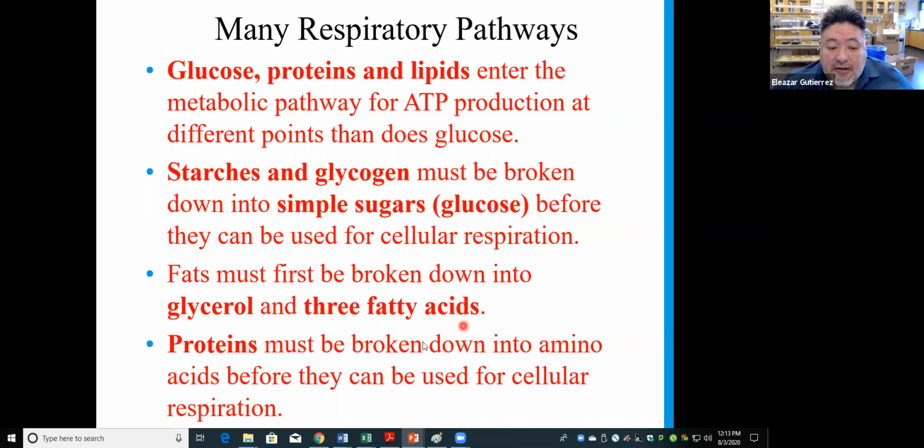the Krebs cycle. And then proteins must be broken down into individual amino acids before they can be used for cellular respiration. Now, if it sounds like this is boring, it is not boring, okay? Because all these are catabolic pathways. In other words, we're taking starches, we're taking fats, and we're taking proteins, and we're breaking them down to harvest energy.